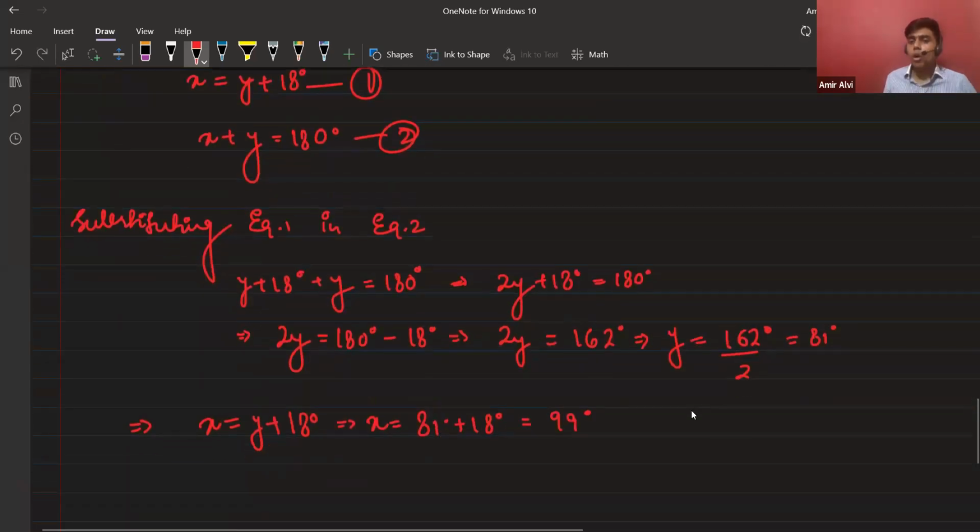Now add all the angles. If you add 99 plus 81, it is 180, which means we have done the calculations correctly. And one more thing, x is 18 greater than y. Now tell me, is x 18 greater than y or not? If you subtract 18, you will get 81.